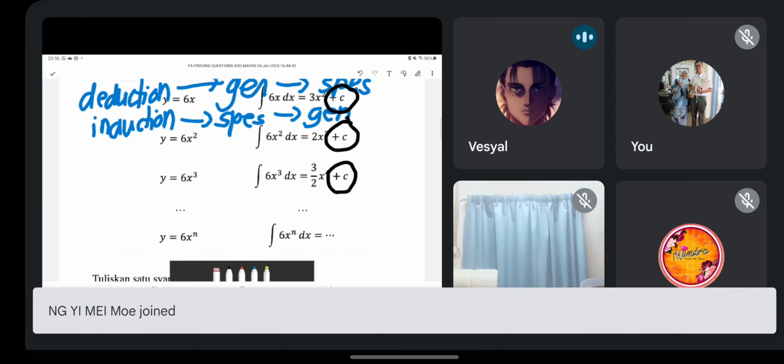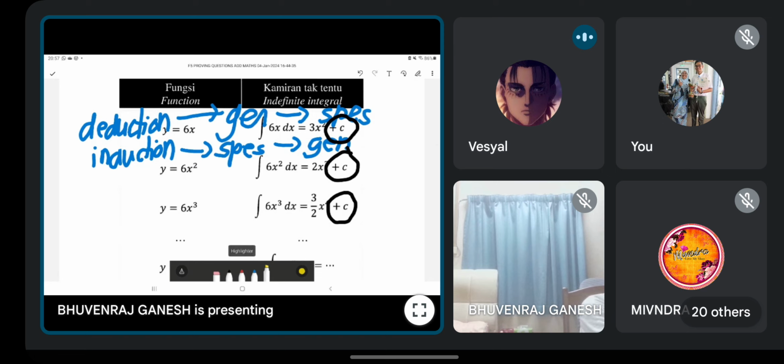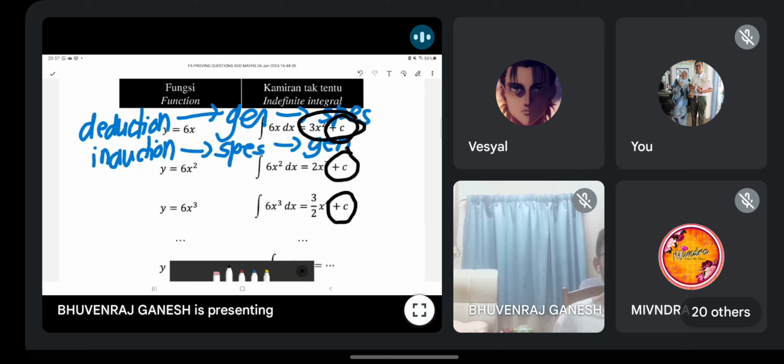Buan, can you highlight the 3x squared plus c? Never mind lah. Just circle this one. Okay. So if you see integral 6x, it's actually 3x squared plus c. Because if you integrate 6x, you'll get 3x squared.